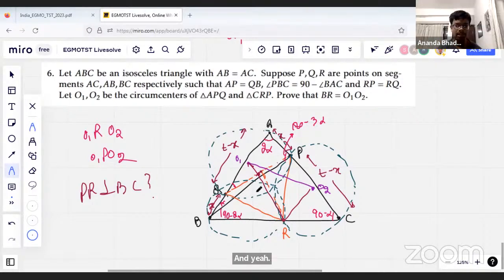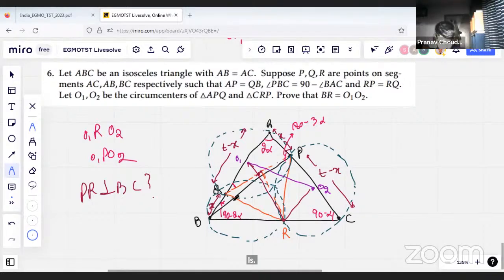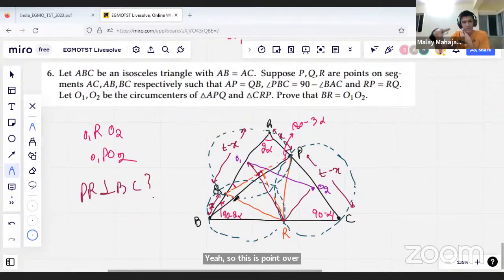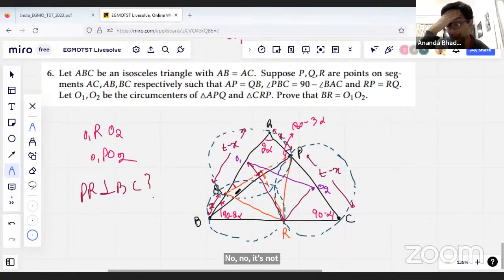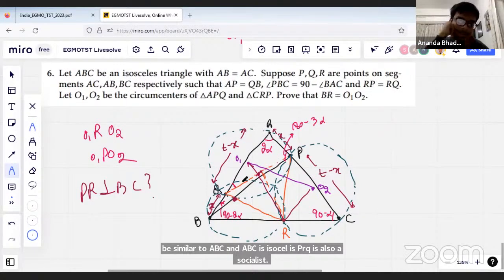So where is the Miquel point? This is point O, right? No, it's not the Miquel point. O lies on BP, so it might not be. But if O is the Miquel point of PQR, then PQR must be similar to ABC, and ABC is isosceles, so PRQ is also isosceles. So it might make sense.